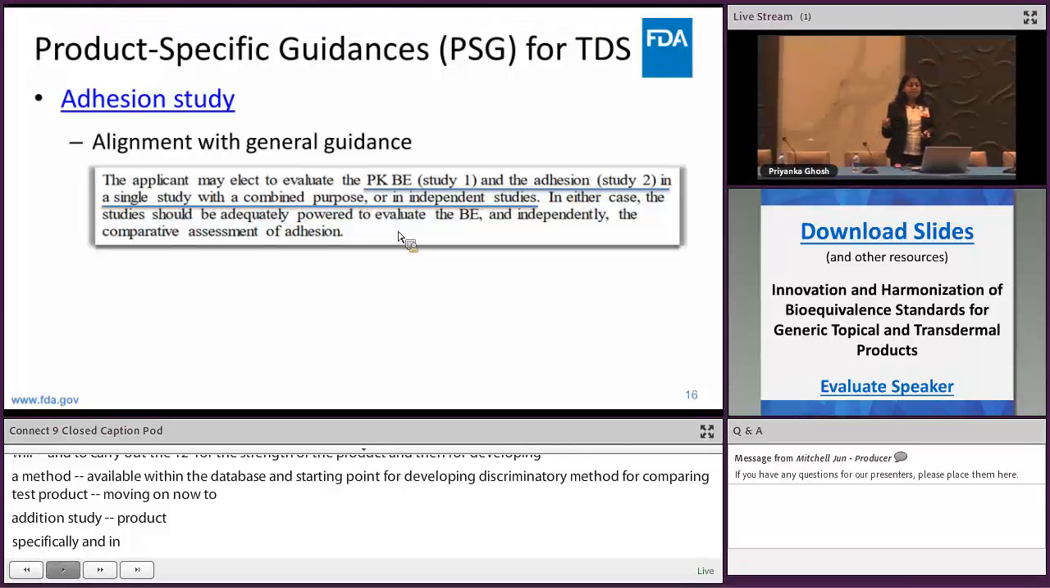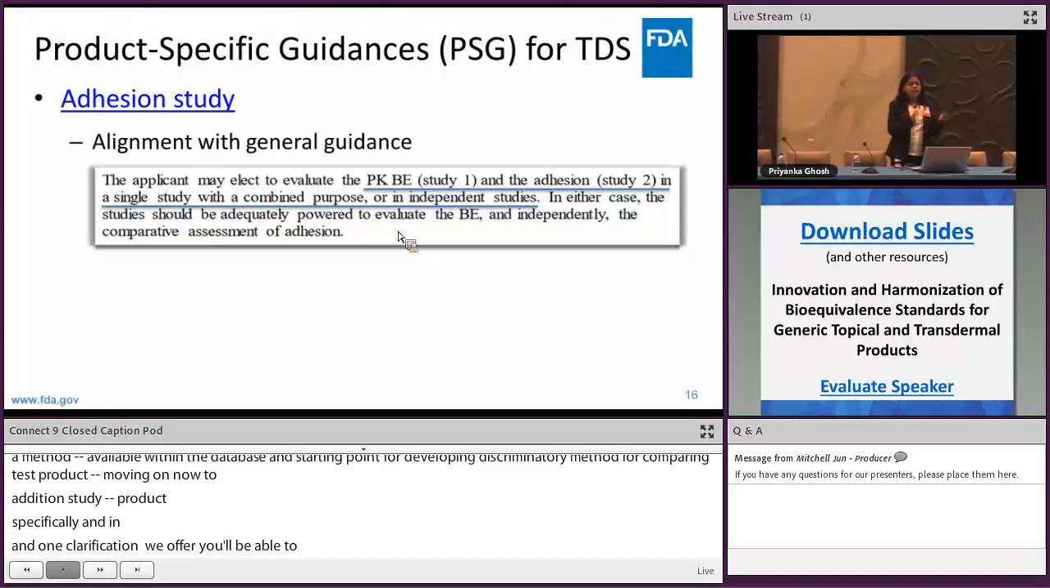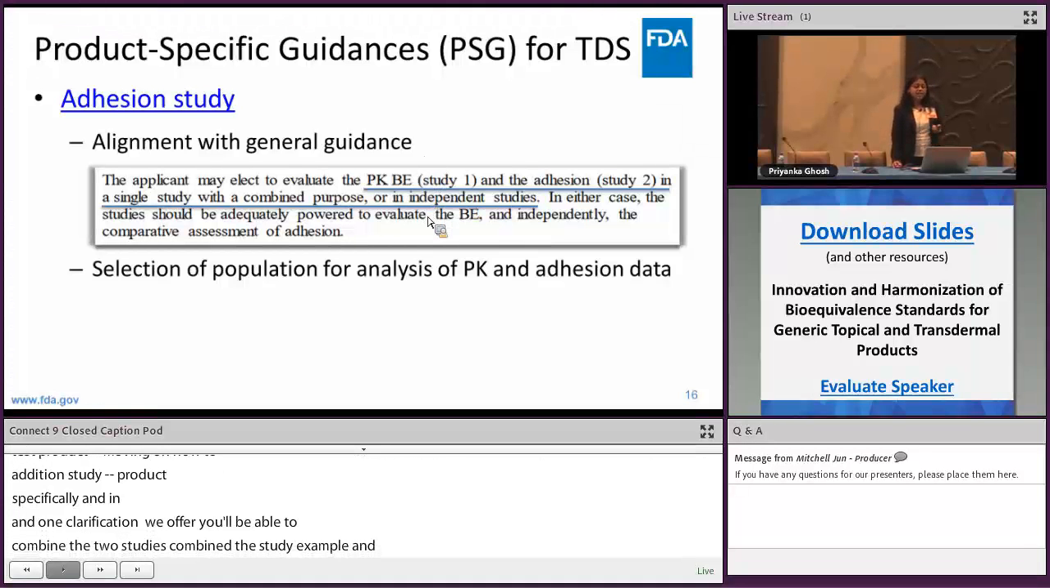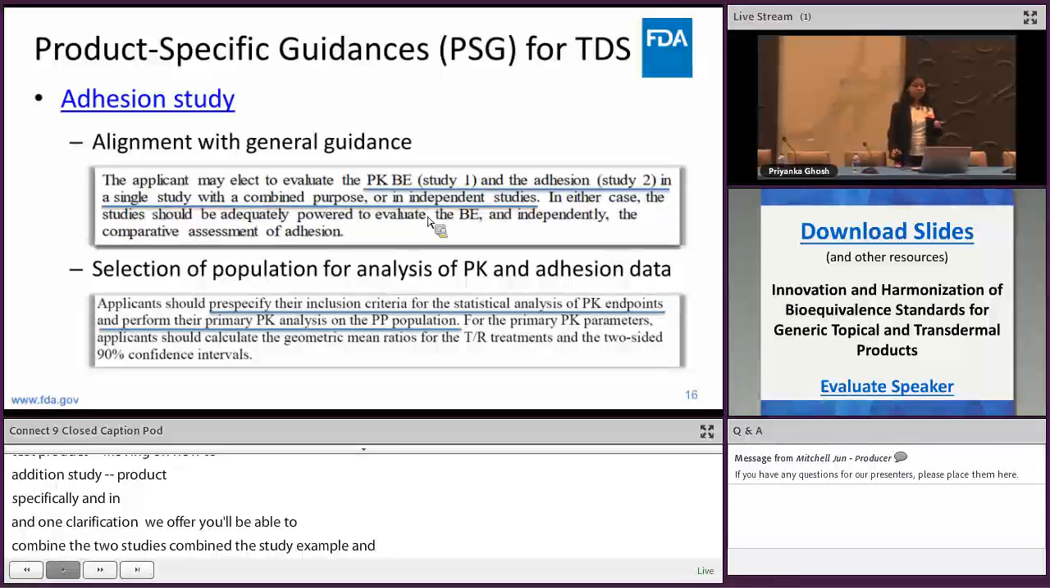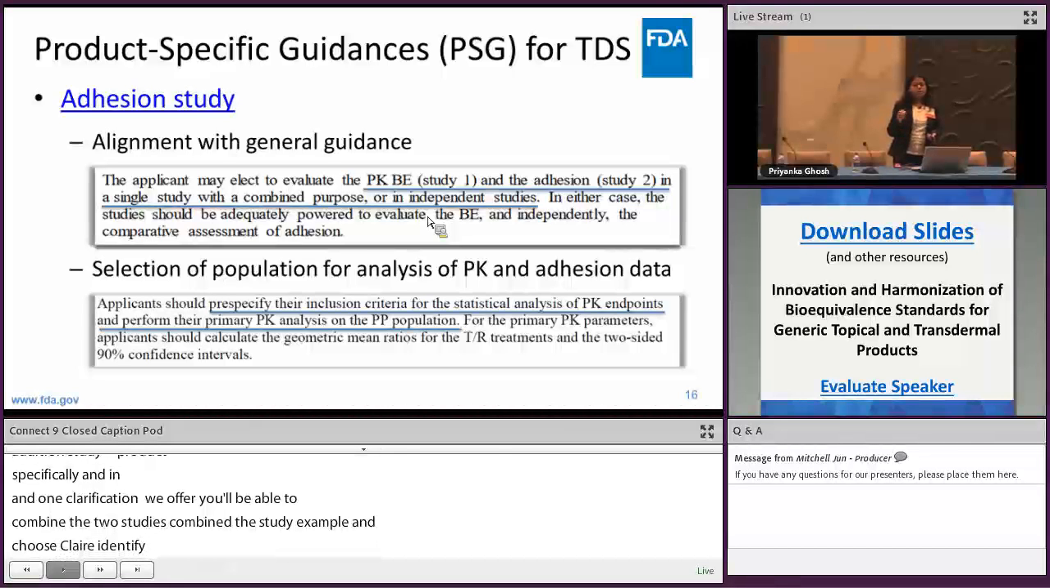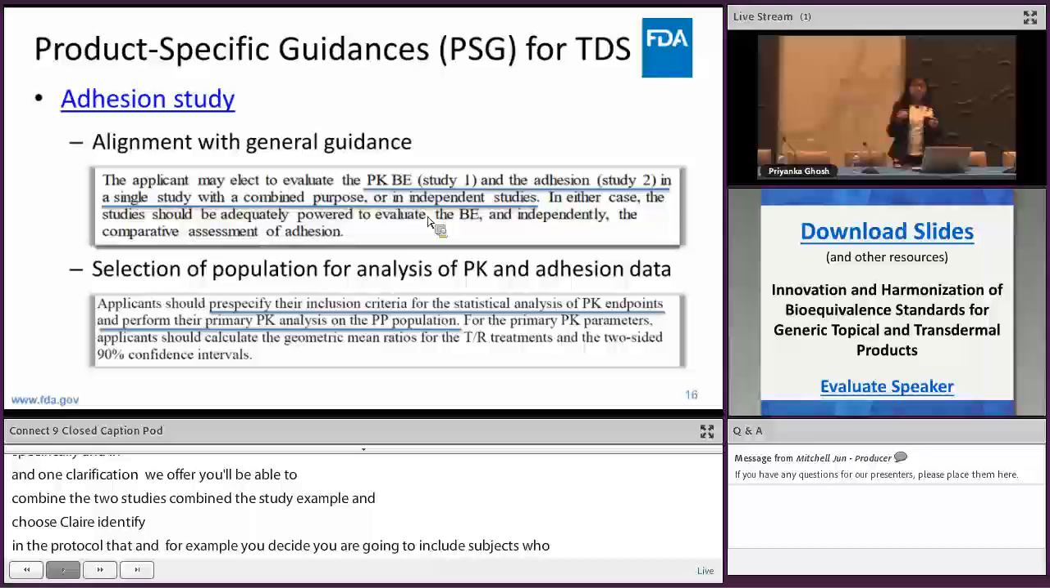For example, if you have 60 subjects for your adhesion study and you choose to evaluate 36 of those subjects for your PK subpopulation, you need to clearly identify those 36 subjects in the protocol. And a second level of clarification: if, for example, you decide that you are only going to include subjects who have a mean adhesion score of greater than 2 for an assessment of the pharmacokinetic endpoints, that is the assessment of Cmax and AUC for comparing your test and reference product, this also needs to be pre-specified in the protocol. So you need to clearly identify your per protocol population for your assessment of your PK endpoints within the protocol.